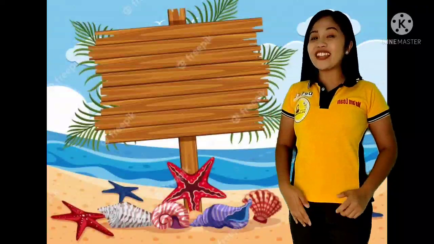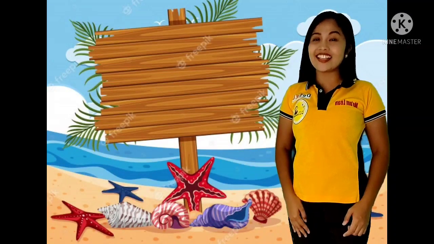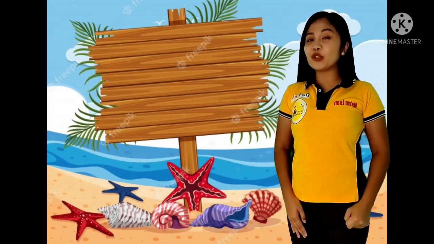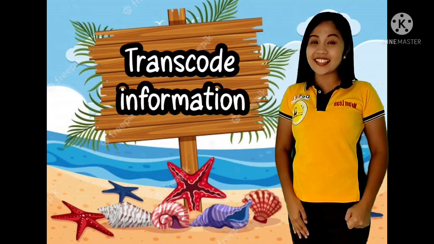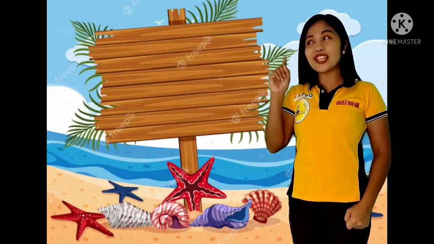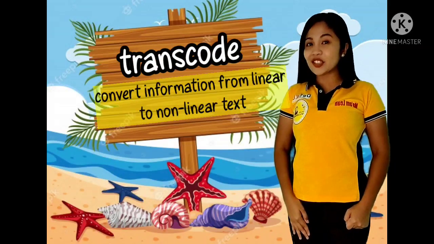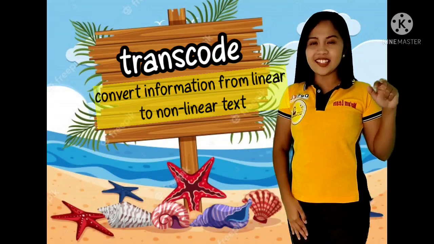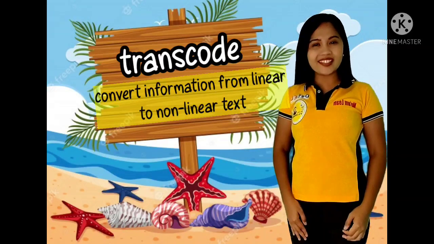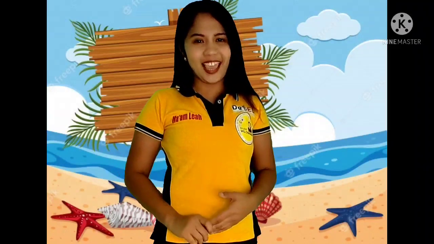We already identified linear text and non-linear text and its examples. Now, we're going to transcode information from linear text to non-linear text. When we say transcode, we're going to convert the linear text or the printed text to another form, which is the non-linear text, using visual presentations. And there are many visual presentations, like graphs, charts, diagrams, flowcharts, that we can use when we are transcoding information from linear text to non-linear text.